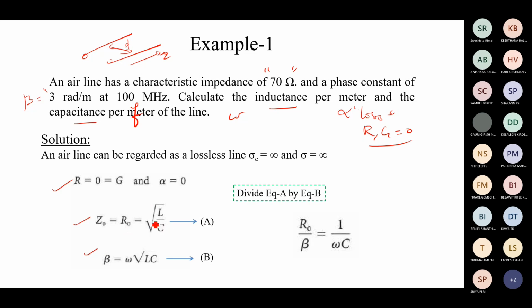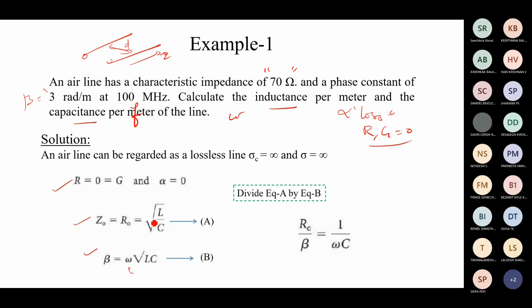One has root of LC, and the other one also has root LC. So when you multiply these two equations, you will get L. When you divide these two equations, you will get capacitance. And the frequency, we already know the value. So that is what is done here.